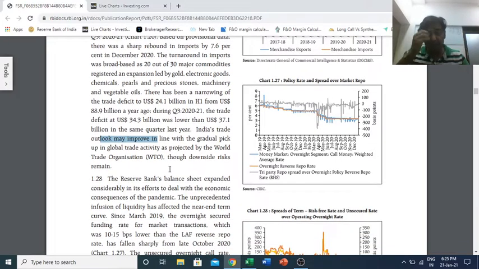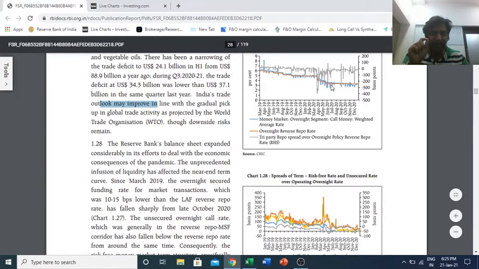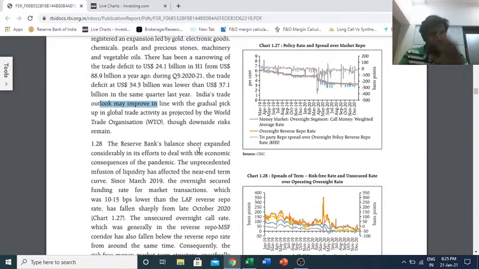So this part was about imports and exports of the country. The next part we will talk about the interest rates and the spreads. Again, very important: when liquidity increases, what happens to spreads and what it means.